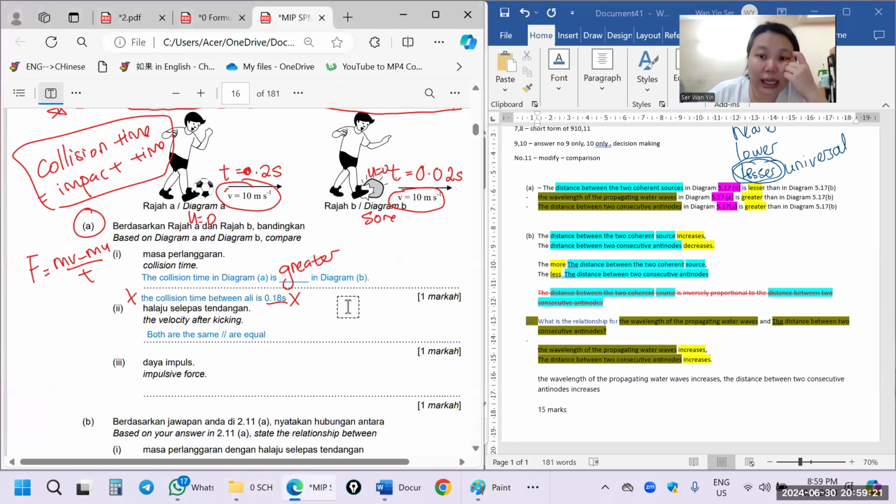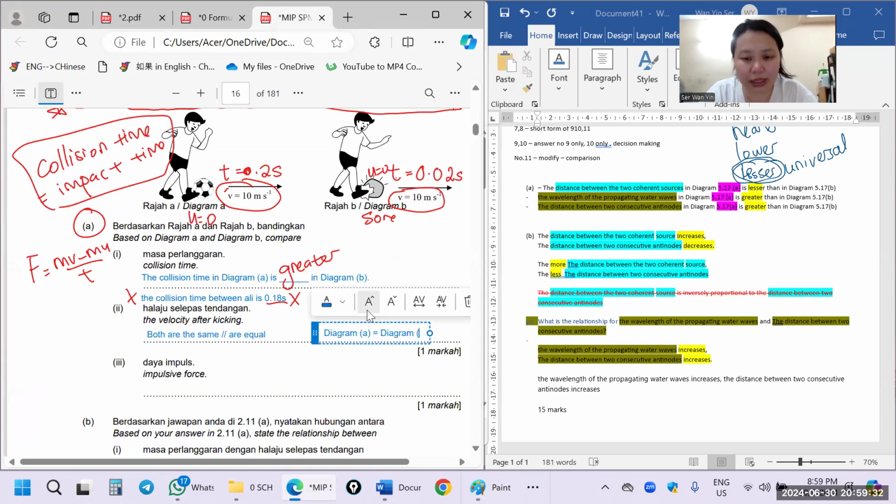So if you say A is equal to B, you say diagram A is equal to diagram B. I prefer you all use sentences first, okay? Next year you can use this symbol. But this year we practice first, we use full sentences first.